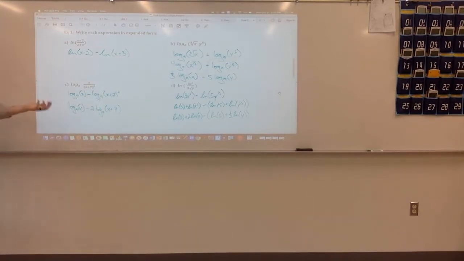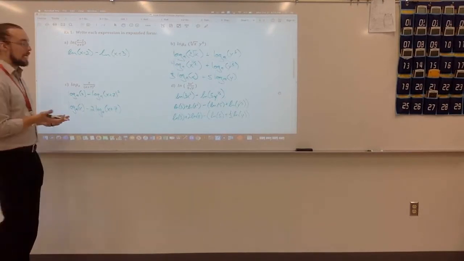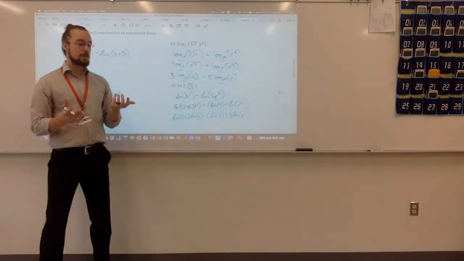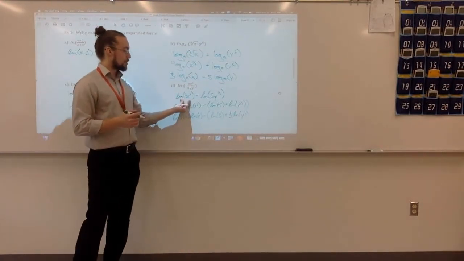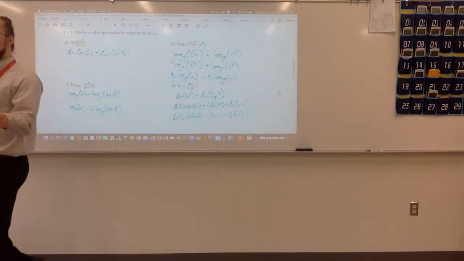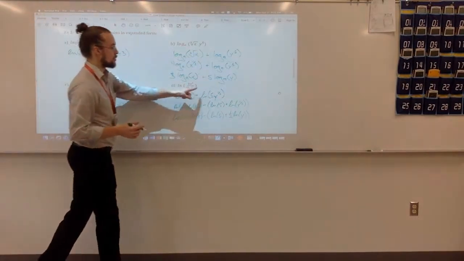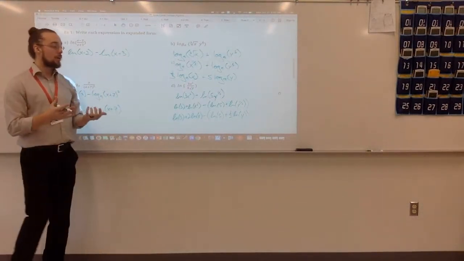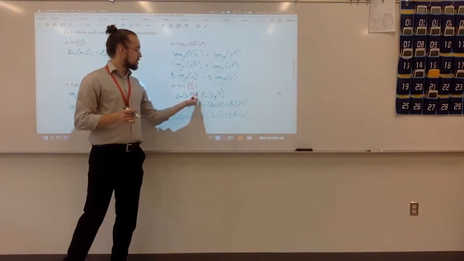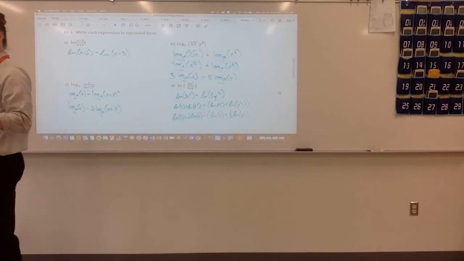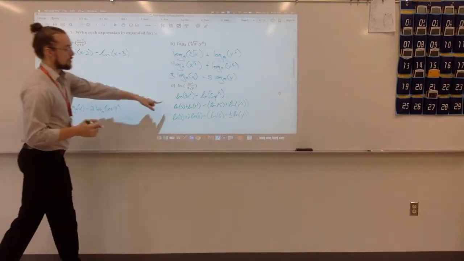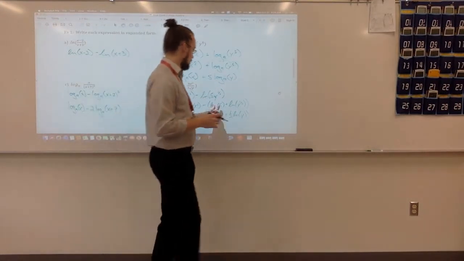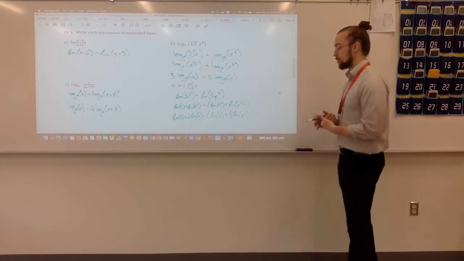On D, there's a little bit more going on here. So the first thing we wanted to do was split this up into 2 logs, because I'm dividing on the inside. So natural log of 3x squared minus natural log of 5 times the square root of y. And I went ahead and changed the square root of y into y to the 1/2 power. Now I've got multiplication on the inside of each of these logs. I can split that up into 2 separate logs. And write this as natural log of 3 plus natural log of x squared. And then over here, natural log of 5 plus the natural log of y to the 1/2.